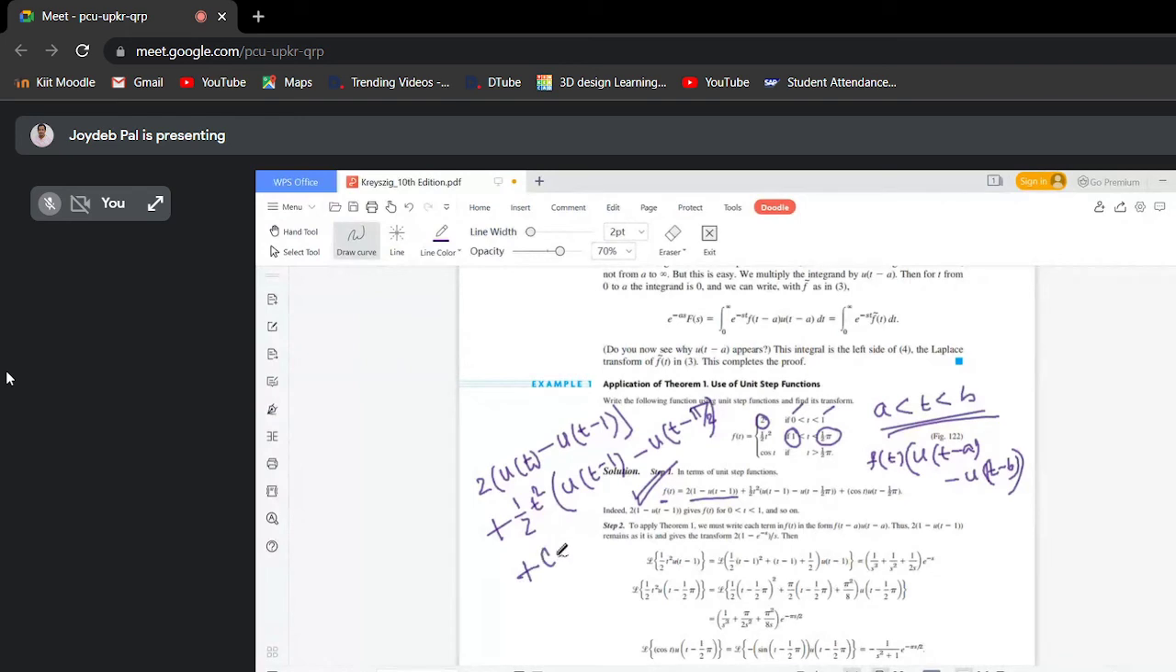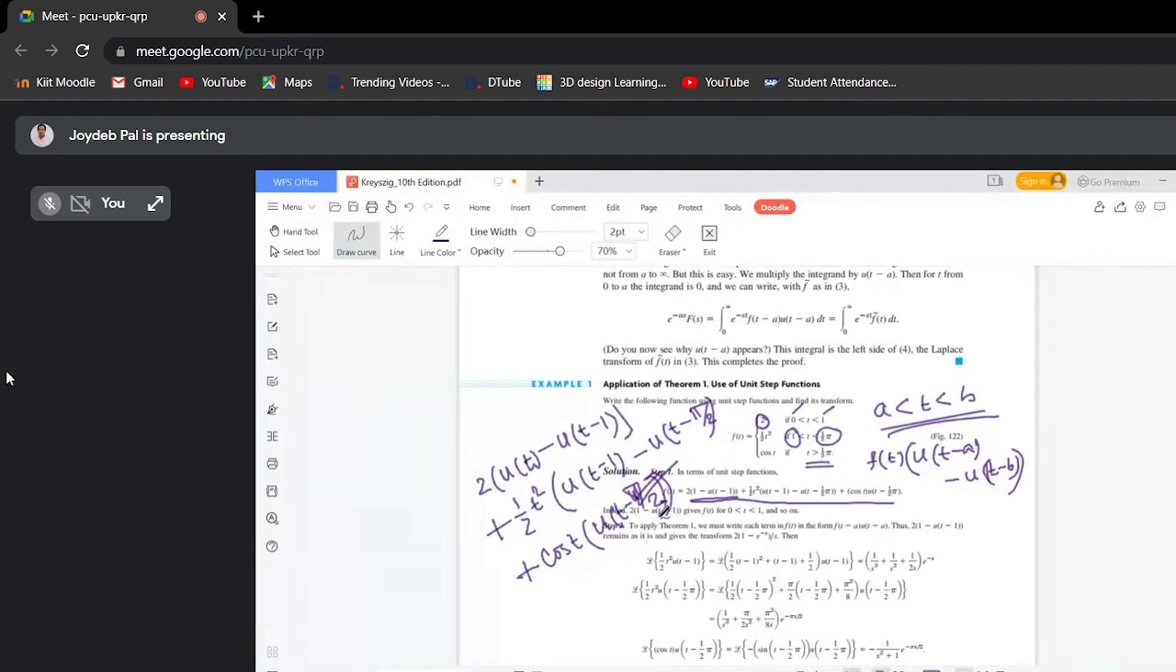And what will the third part be? cos t into, because this is only one part, u(t minus pi by 2). This is just t greater than pi by 2, it is not in the form a to b. In that case, cos t into u(t minus pi by 2). Do you get it? Yes, sir. So we can represent that piecewise function f(t) as a single function in terms of the Heaviside function. It had 3 pieces, but using the Heaviside function I have written them as one function.